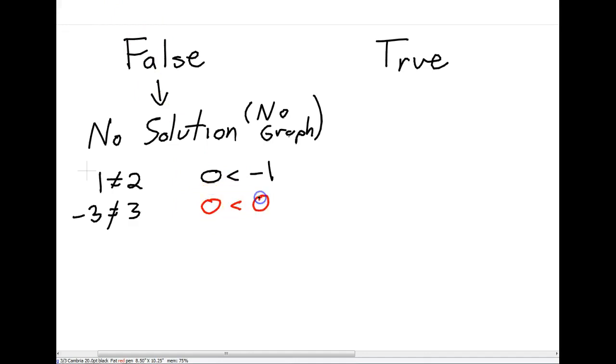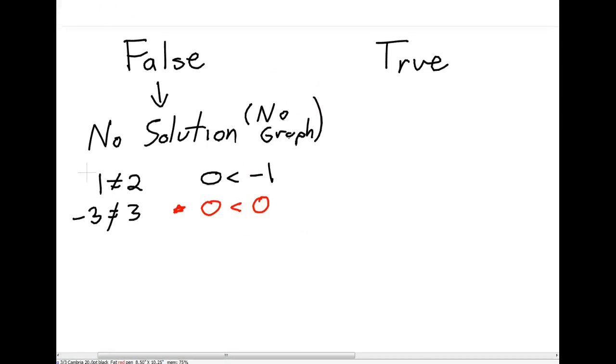0 less than 0. Yeah, that's not true. 0 is not less than 0. Now this is a little different because up to this point you might have looked at all three of these and said, well, okay, if the numbers are different, it's going to be false. But here the two numbers are the same, it's still false. 0 is not less than 0. So you can't rely on just, are the numbers the same on both sides or are they different on both sides? That would get you in trouble in just a few cases like this one.